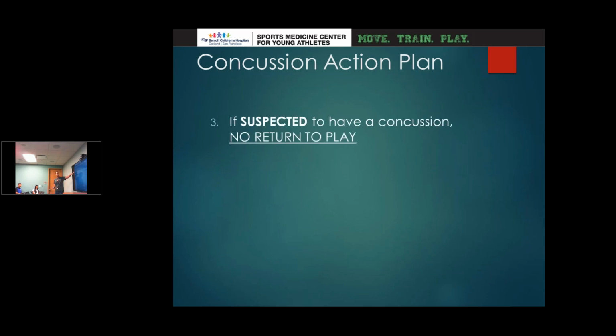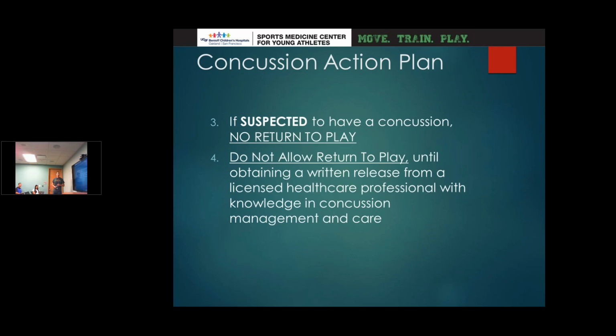So I don't know if I mentioned this or not, but I think I have. If suspected having a concussion, no return to play. If in doubt, sit them out. Do not allow a player to return to play until obtaining a written release from a licensed healthcare professional with knowledge in concussion management and care.